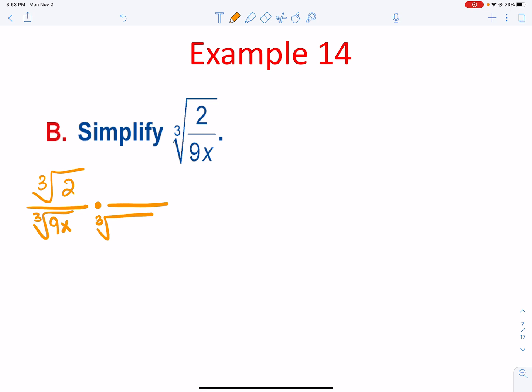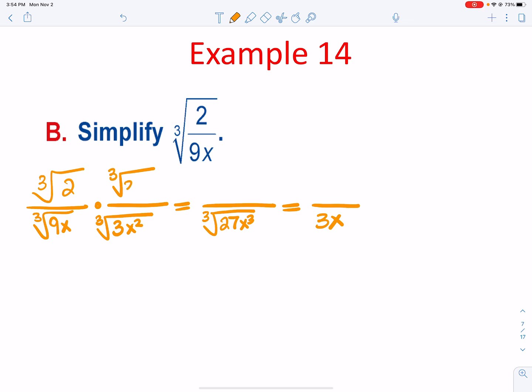So I need a number that's a perfect cube, and so that would be 27. So wouldn't I times by 3x squared? Because, and you have to think about this, I need to make it a perfect cube, so that would be 27x cubed, and then that is a perfect cube, so wouldn't I get 3x? So if I times by that on the bottom, then I'm going to do the same thing on the top. So I would have the cube root of 6x squared.